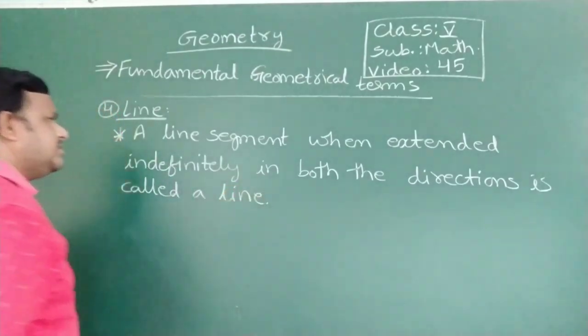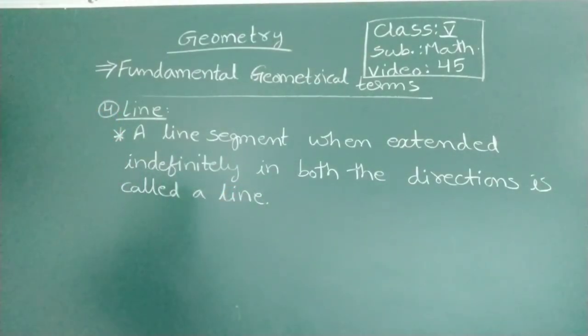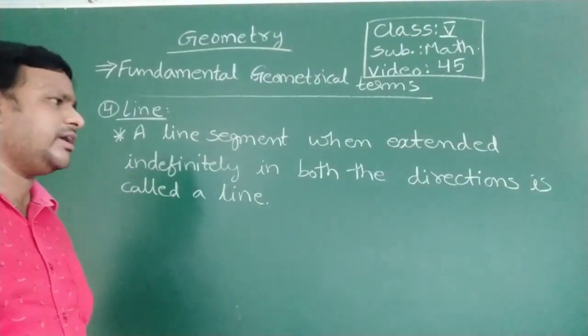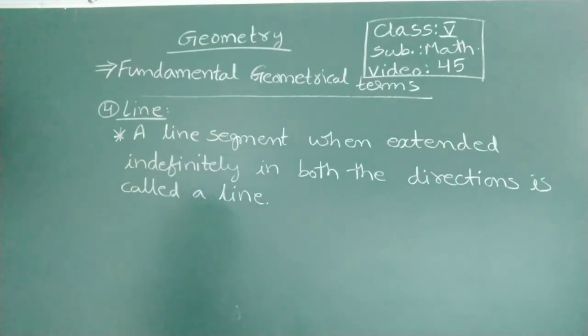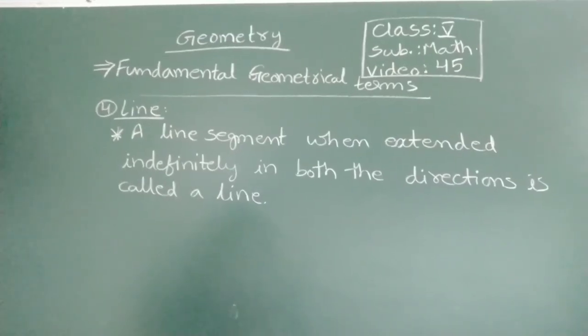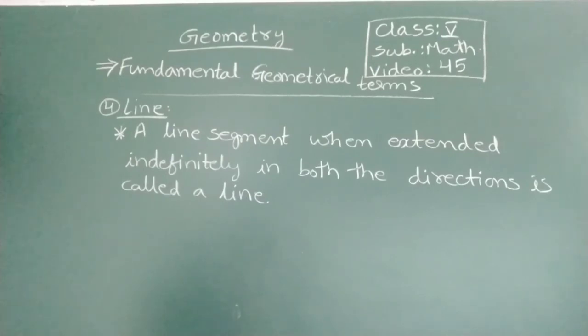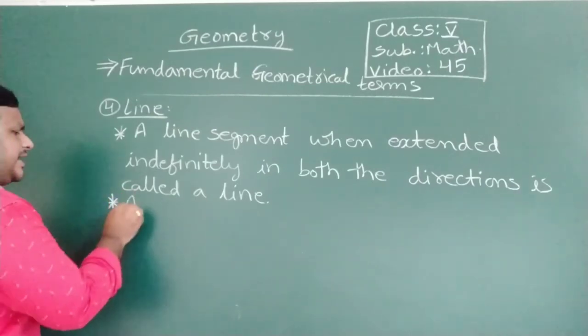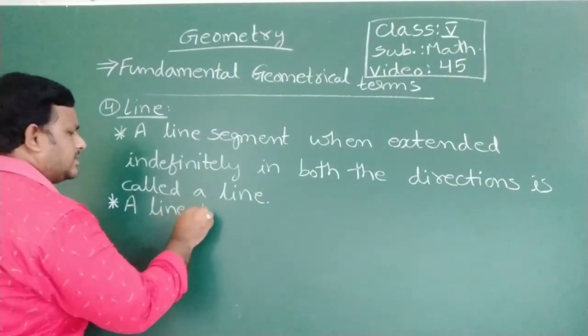So see the definition, a line segment when extended indefinitely. Indefinitely means infinitely. So indefinitely in both the directions. Both the directions means right side as well as left side. The meaning of both the directions is left side and right side. So it is extending infinitely, indefinitely. That's why a line has an infinite length.